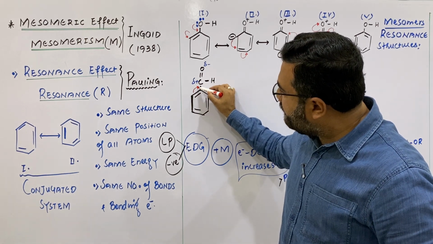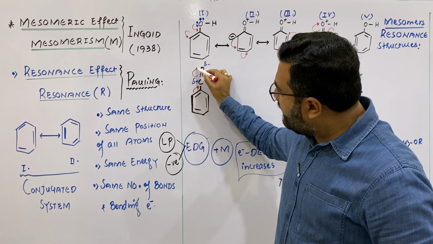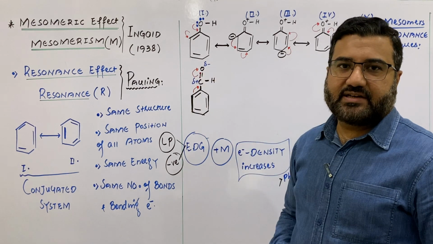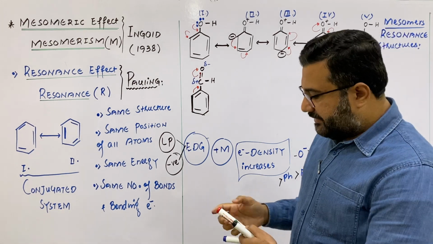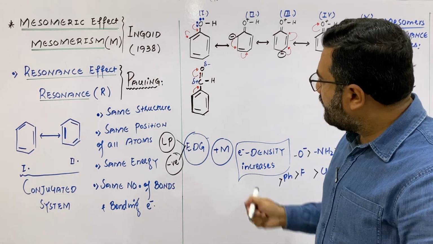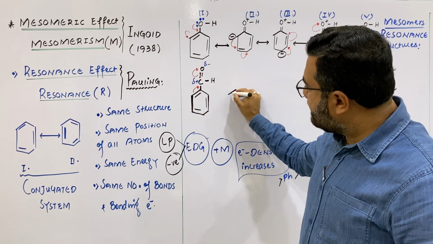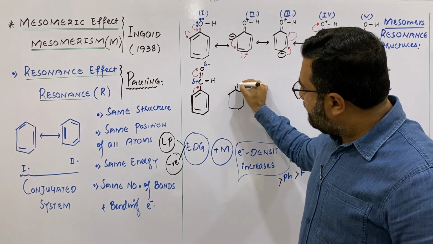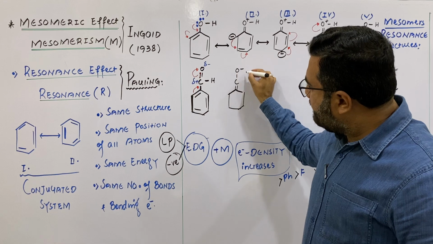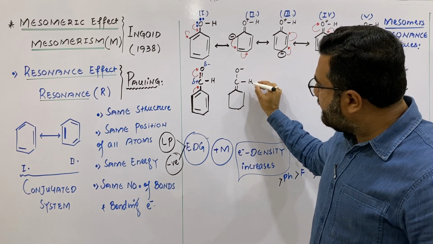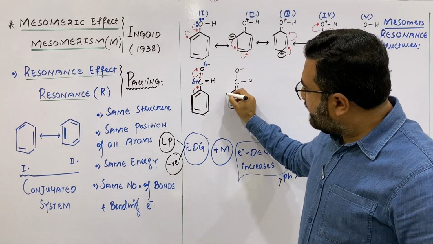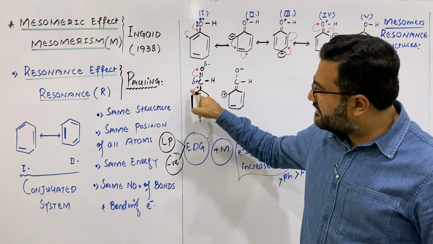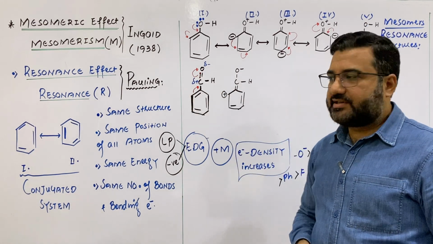As the carbon can form only 4 bonds, it will donate the 2 bonding electrons to this oxygen atom. What will happen? Now the structure will become something like this. It will be double bond C, single bond O negative, H, and because the bonding electron of this carbon is also moved here, it will get positive charge.